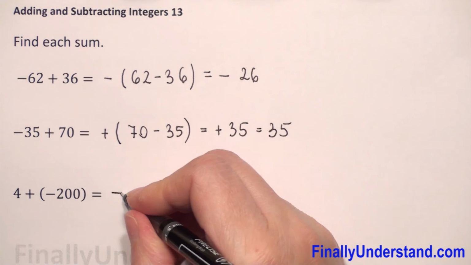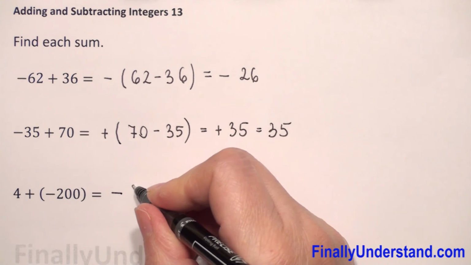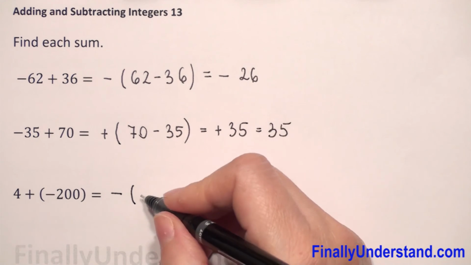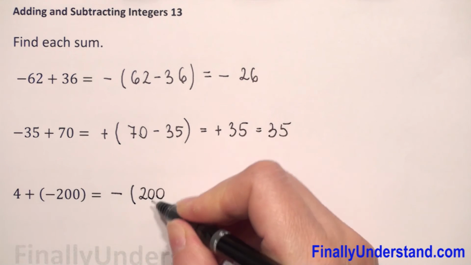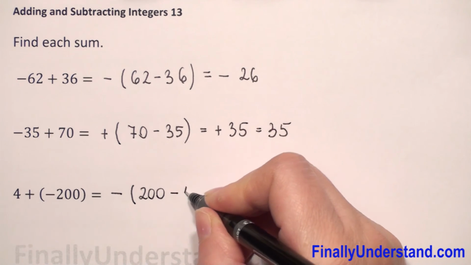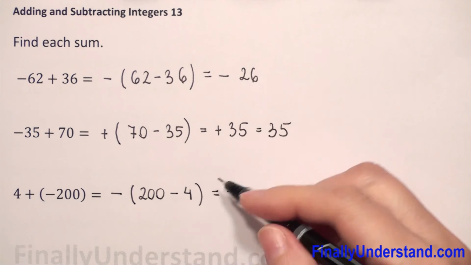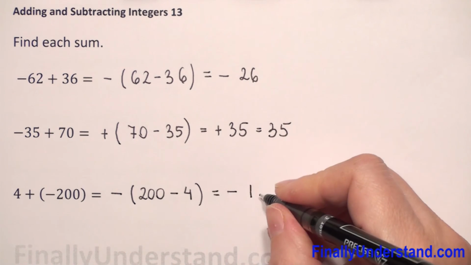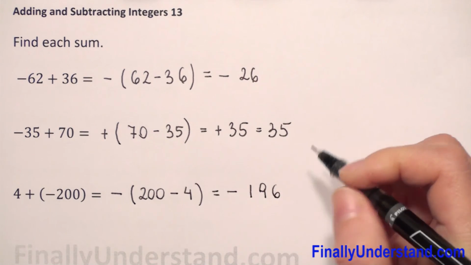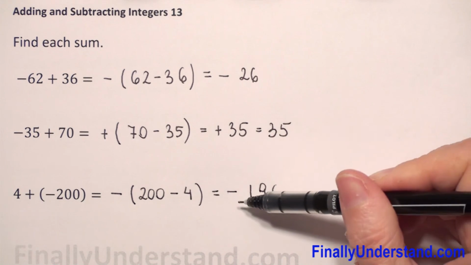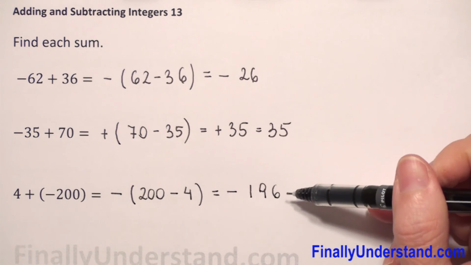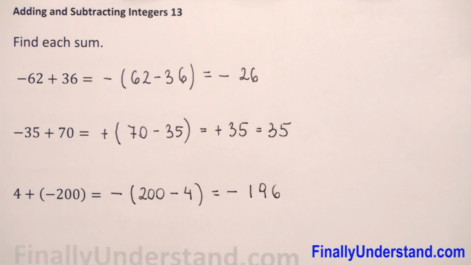So we copy this negative sign, and in parentheses we just subtract the smaller number from the greater number, so 200 minus 4. The negative sign we copy, and 200 minus 4 is 196. So the answer will be negative 196. So this is my solution.